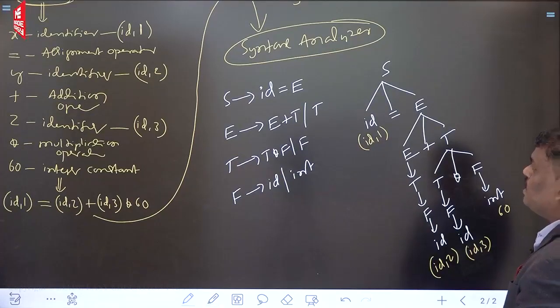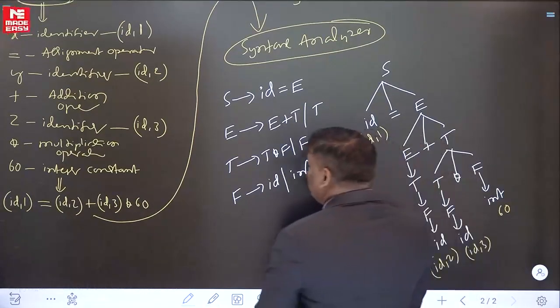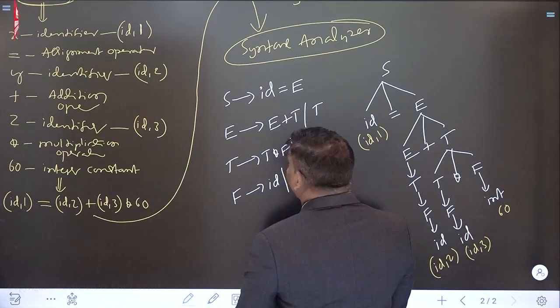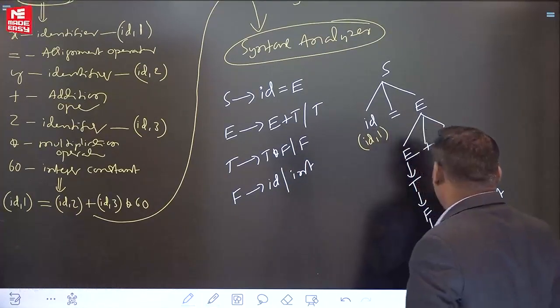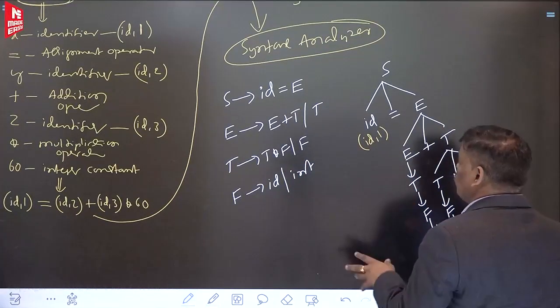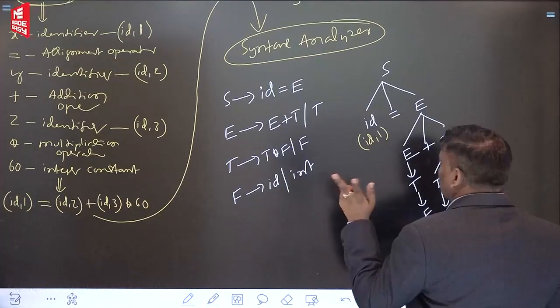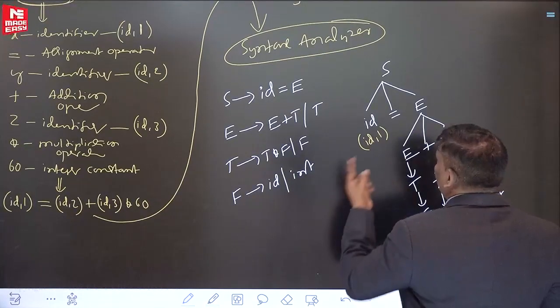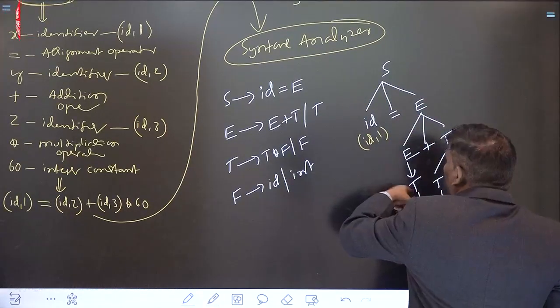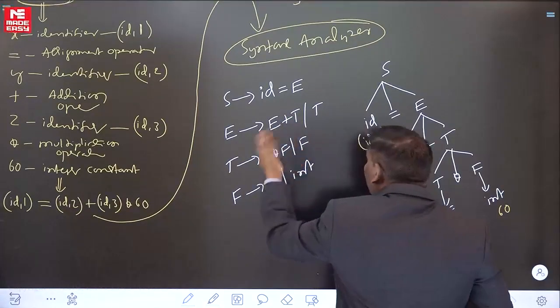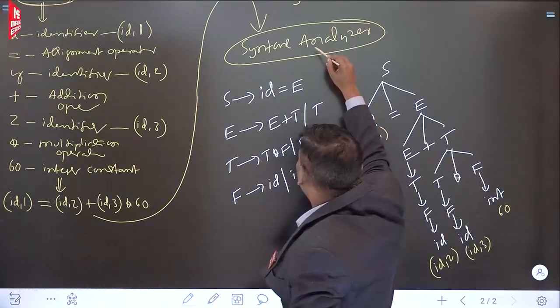Now some people are asking me, syntax analyzer input, token string, output, syntax tree. Some people are asking one small line now. The line is like this one. If I want to create a syntax tree, I need grammar. From where is grammar coming? Try to remember this one.